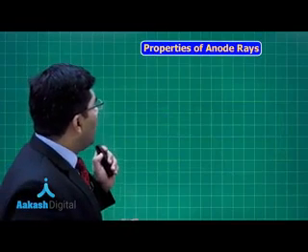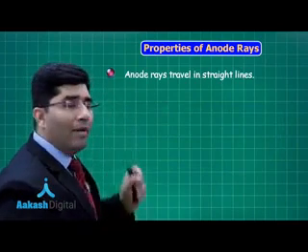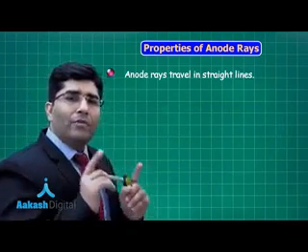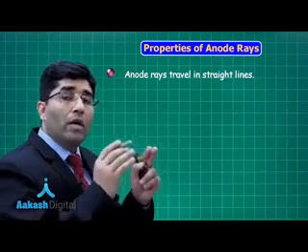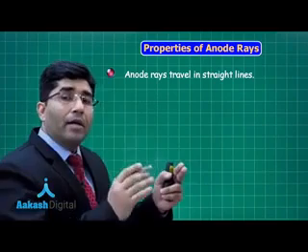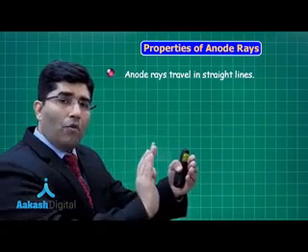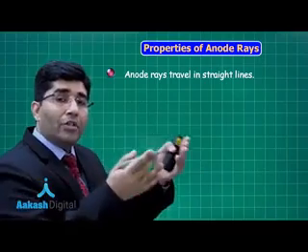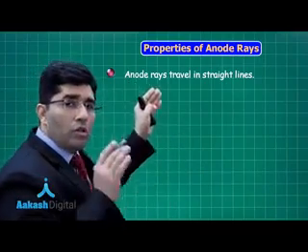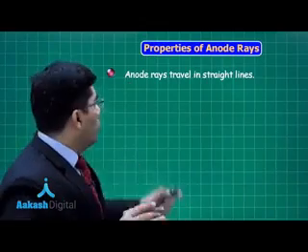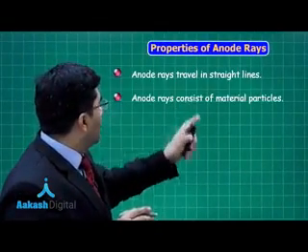The first property of the anode rays is that anode rays travel in a straight line. As we discussed in the case of the cathode rays, cathode rays also travel in a straight line. If some obstruction is there in the path of cathode rays, it will cast a shadow. In the same way, anode rays also cast a shadow. So they travel in a straight line.